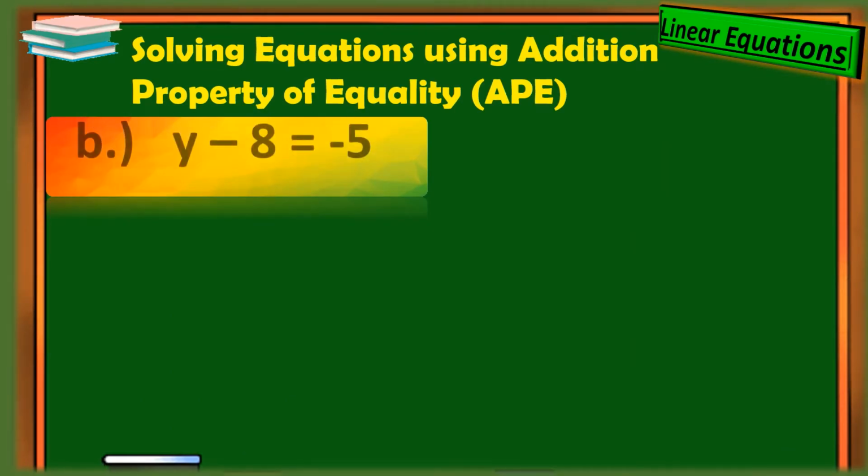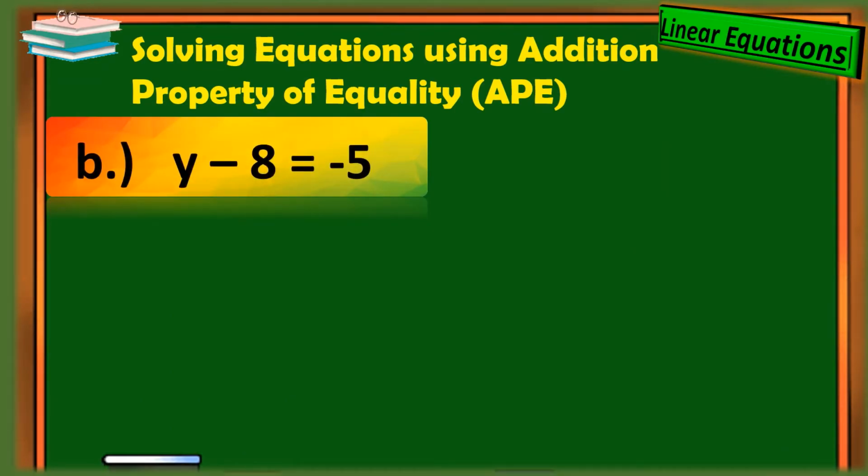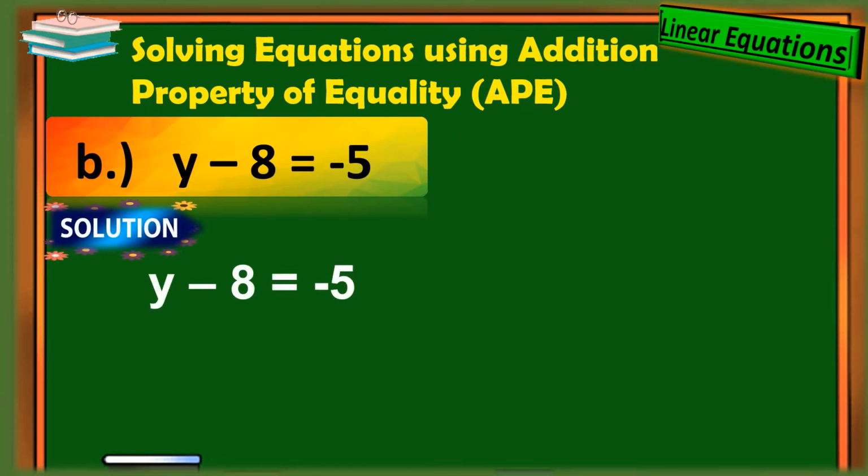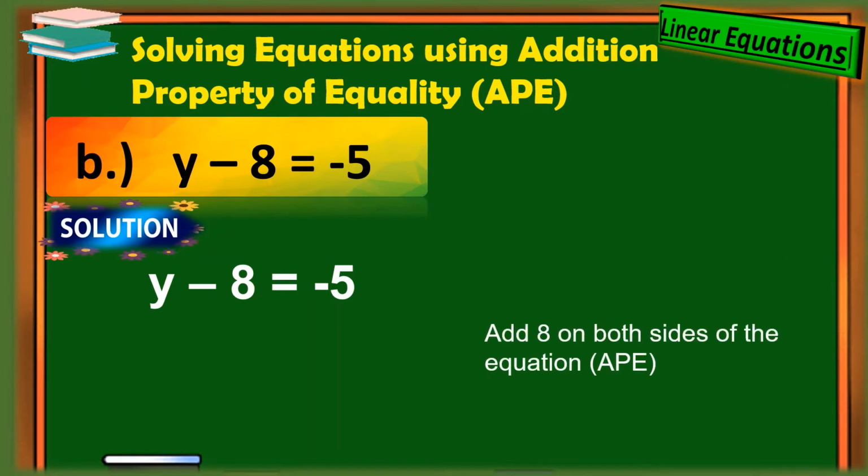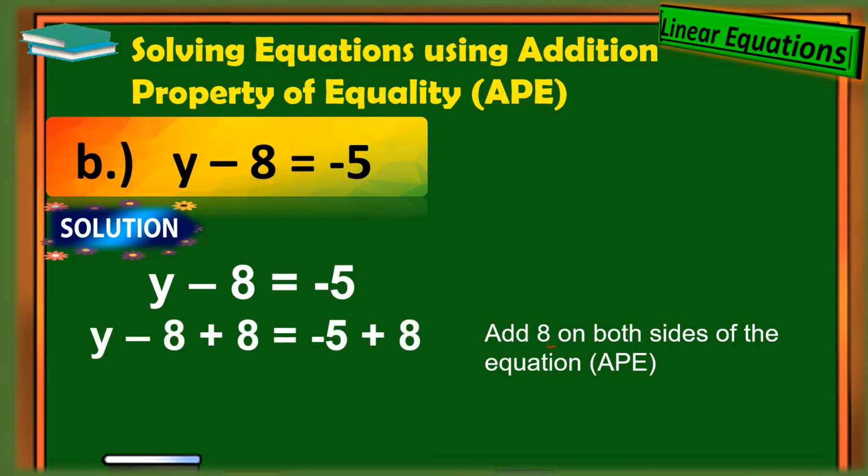Another example, we have y minus 8 is equal to negative 5. Tingnan natin ang solution. So, that's y minus 8 is equal to negative 5. Anong gagawin? Para matanggal daw si 8. Nakita nyo, minus 8 yan, di ba? So, anong gagawin? So, using the APE, add 8 on both sides of the equation daw. Okay? So, ang gagawin natin, magpa-plus 8. Yan, plus 8 dito, plus 8 dito.